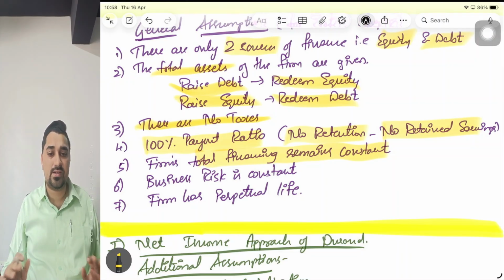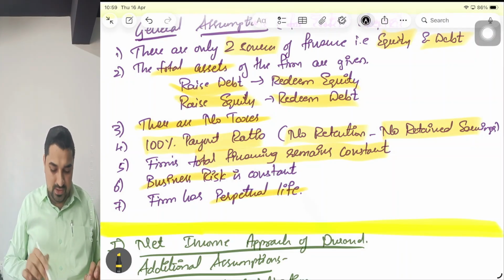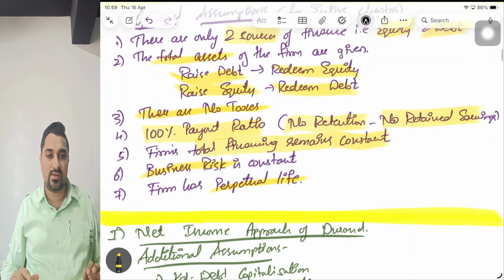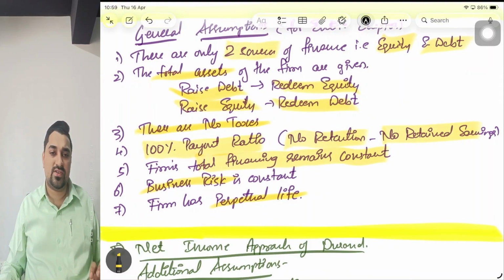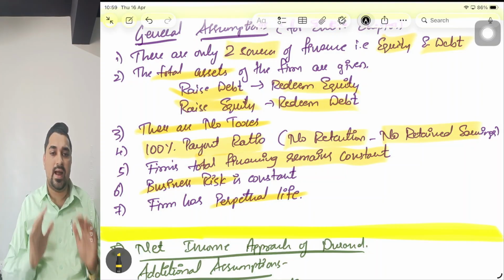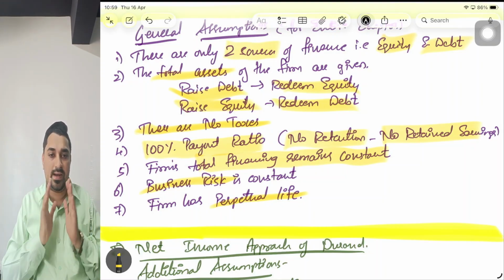And the business risk is constant. The assumption is that the business risk is constant and the firm has perpetual life. So these are all the assumptions applicable for all the 5 theories. In total, there are 7 assumptions. There are only two sources of finance, equity share capital and debt. There is no preference share capital. There are no retained earnings. And the total assets of the firm are given and they are constant.